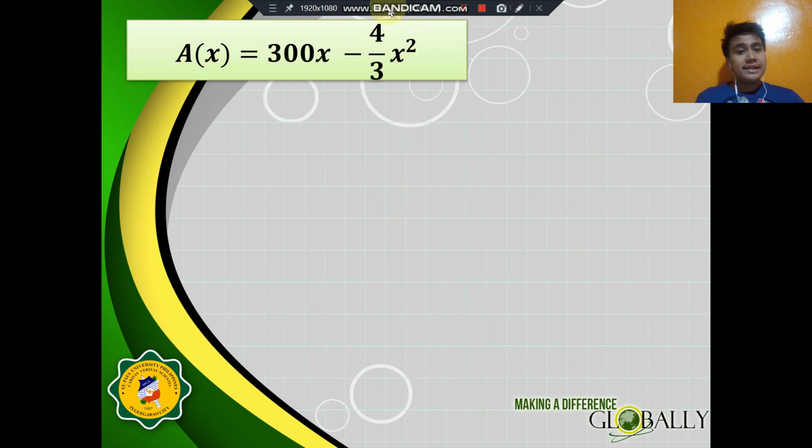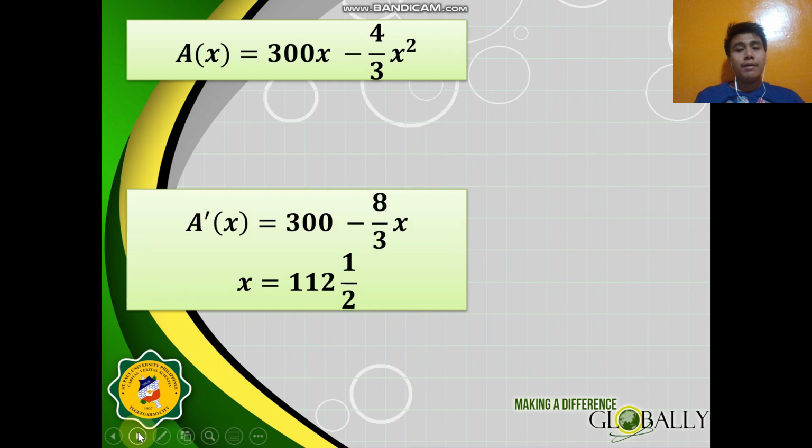So now let's proceed to the real battle. Again, our first step is to find its derivative. So what is the derivative of 300x? Okay, very good. It's 300. How about the derivative of negative 4/3 x squared? So transpose this 2 into this part and subtract 1 from the exponent. So 2 times negative 4/3 is negative 8/3. And this will now give us a function A prime of x is equal to 300 minus 8/3 x.